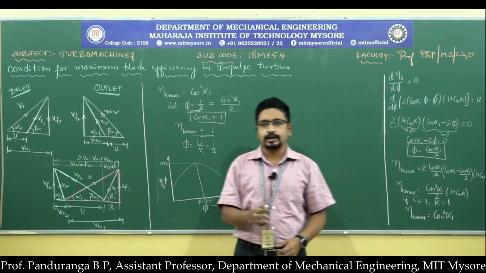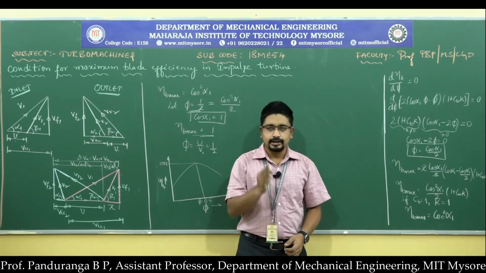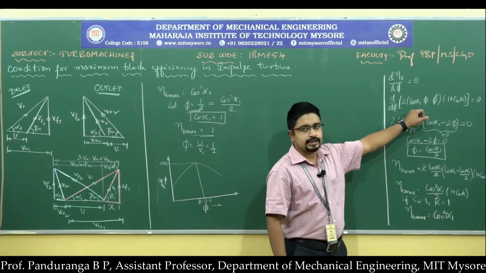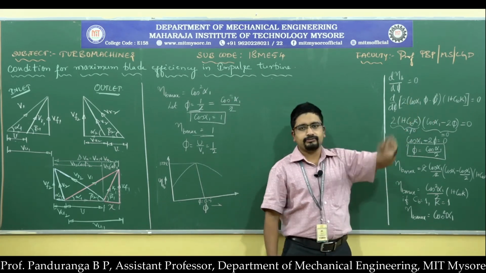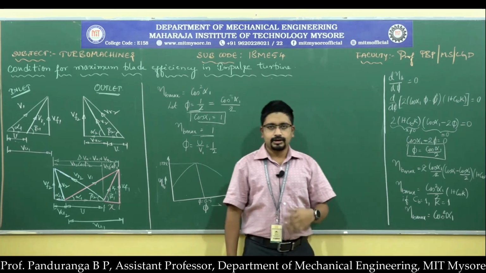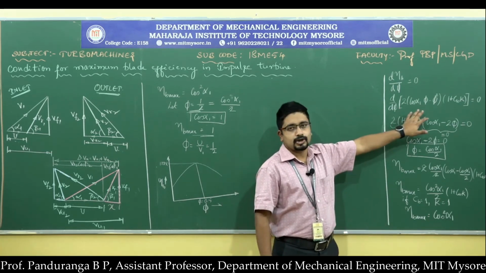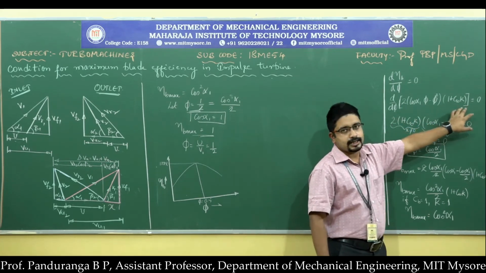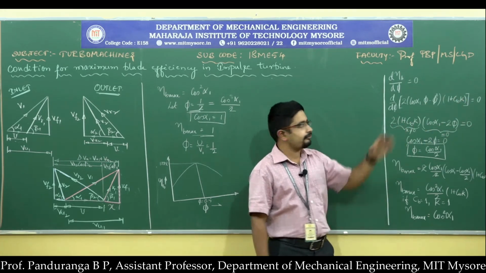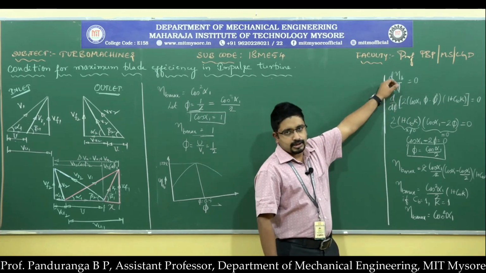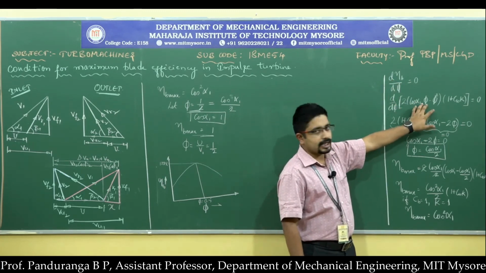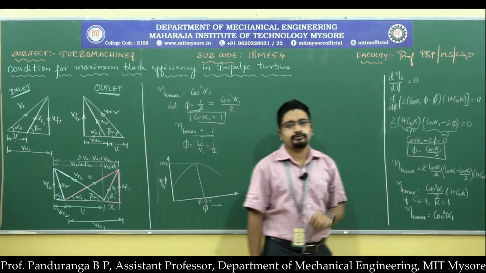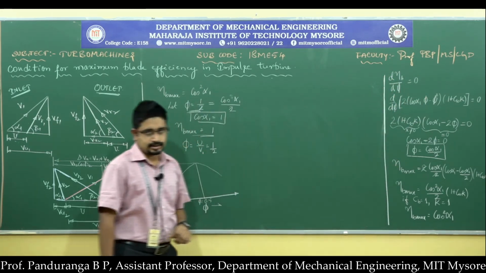Once you design the inlet conditions, once the nozzle is designed, then alpha 1 cannot be changed. So alpha 1 and V1 remain constant. Because of that, I have not considered alpha 1, Cb and K as the parameters which can affect the blade efficiency. I have only taken phi and differentiated blade efficiency with respect to phi to get the condition for maximum utilization.